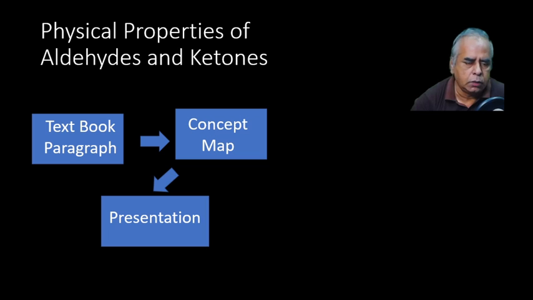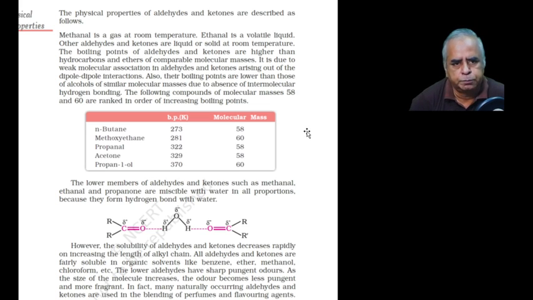So we have the physical properties of aldehydes and ketones. In the textbook, you can find a lengthy paragraph here. So it keeps on going like this. The physical properties of aldehydes and ketones are described as follows. Methanal is a gas at room temperature. Ethanal is a volatile liquid. Other aldehydes and ketones are liquid or solid at room temperature. The boiling points of aldehydes and ketones are higher than hydrocarbons and ethers of comparable molecular masses, etc. It goes on like this.